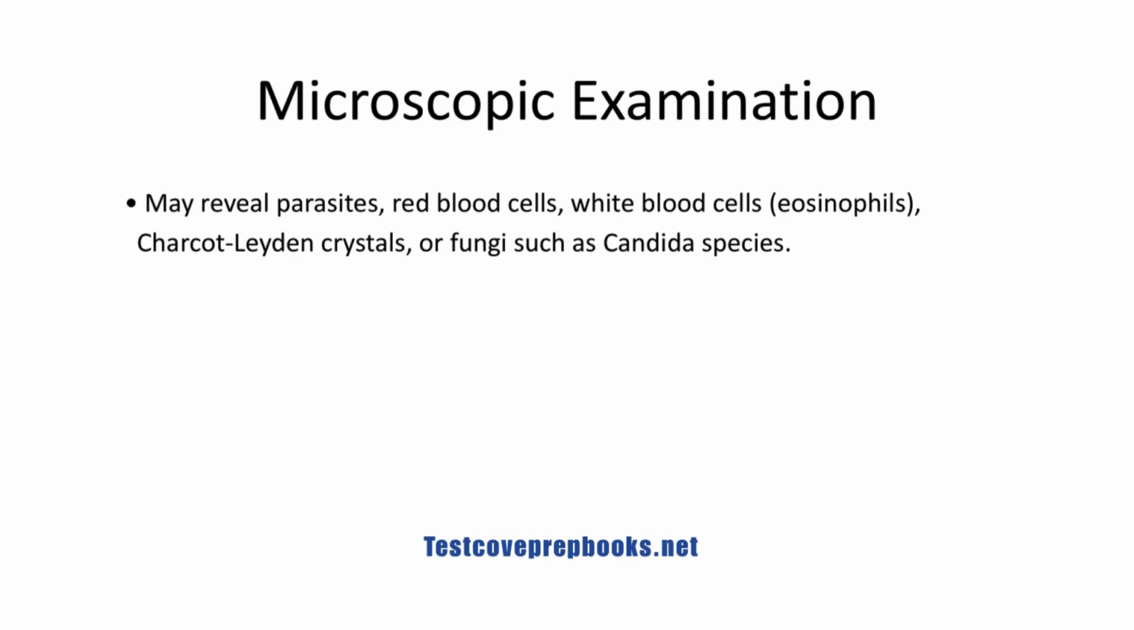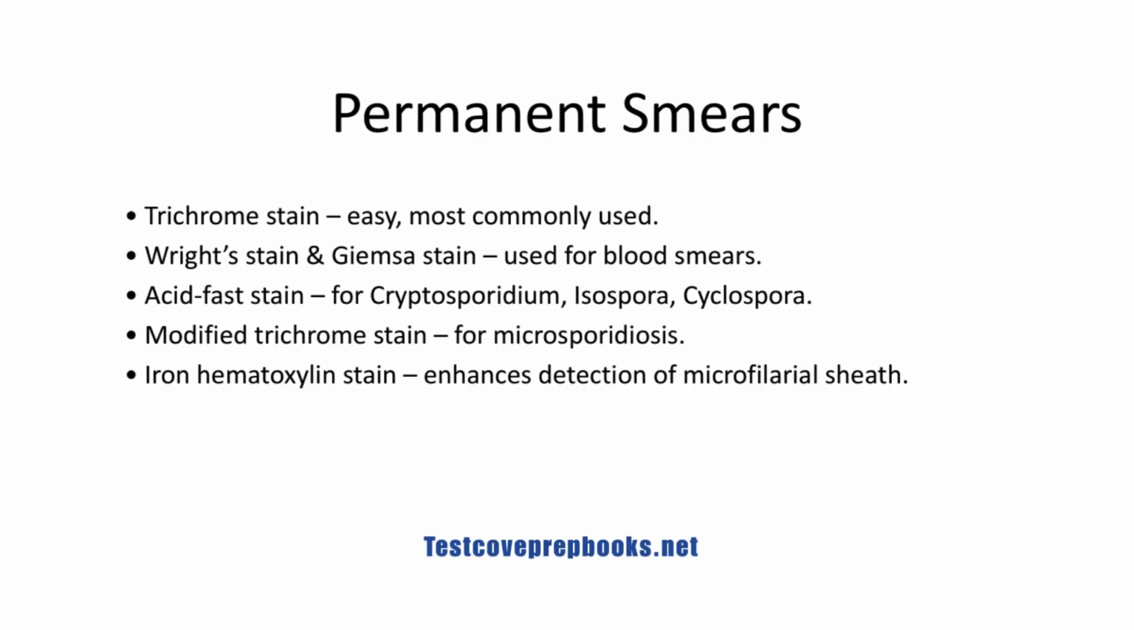Microscopic examination may reveal a variety of findings, including parasites, red blood cells, white blood cells such as eosinophils, Charcot-Leyden crystals, or even fungi like Candida species. Permanent smears are essential for diagnosis. The trichrome stain is the most commonly used and easy to perform. Wrights and Giemsa stains are used for blood smears. Acid-fast stains detect organisms like Cryptosporidium, Isospora, and Cyclospora. Modified trichrome stains are used for microsporidiosis. Iron hematoxylin stain enhances detection of microfilarial sheaths.